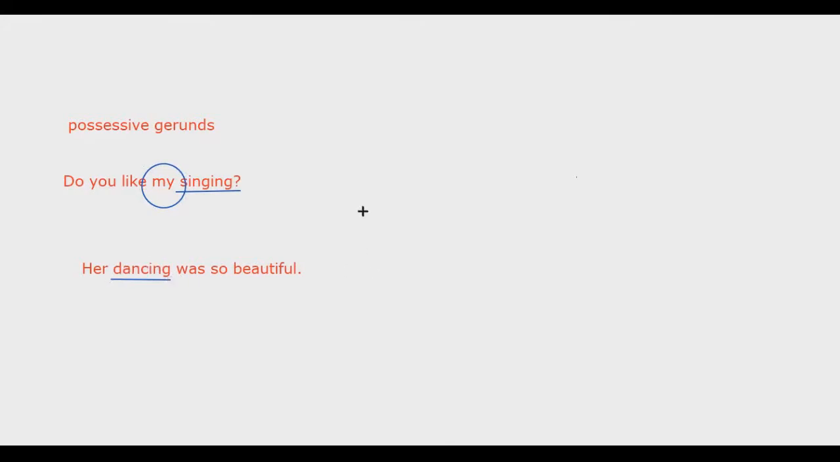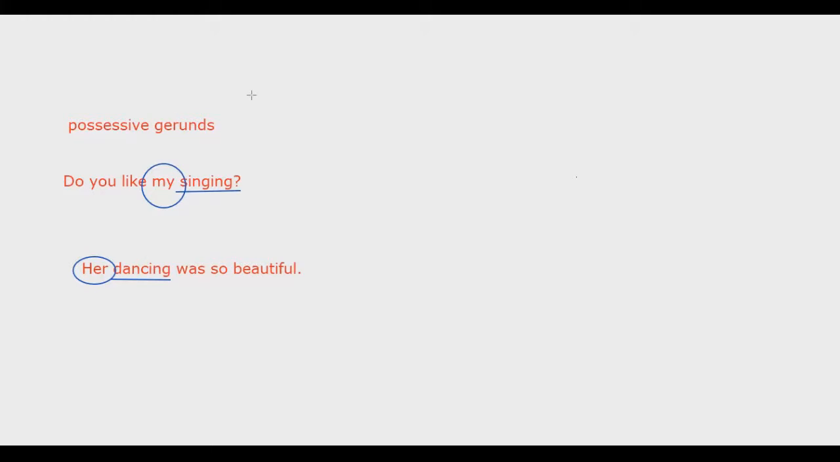So in this case, dancing belongs to her. Whose dancing was beautiful? Her dancing was beautiful. So here we have a possessive gerund because the dancing belongs to her, her beautiful dancing. So that's what makes the possessive gerund.